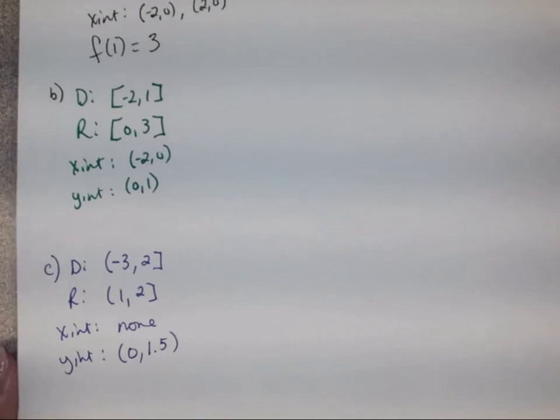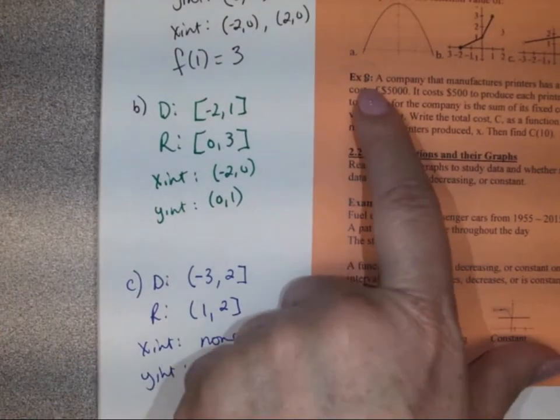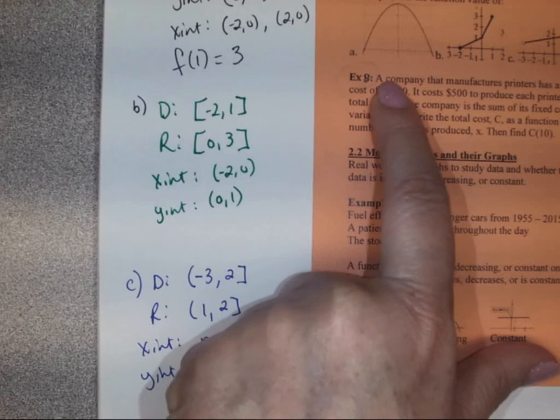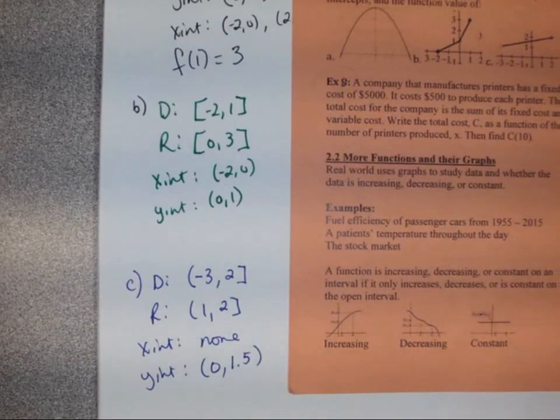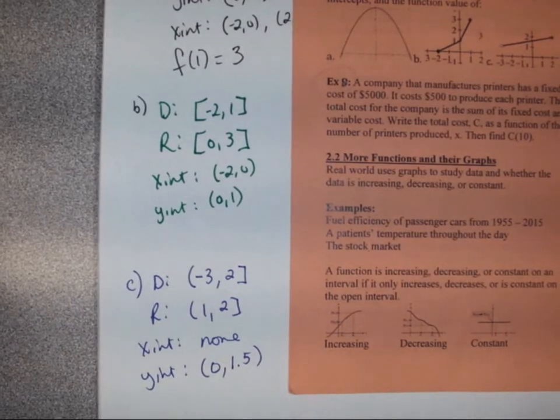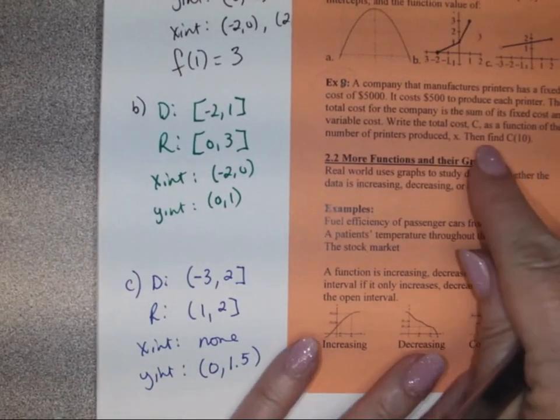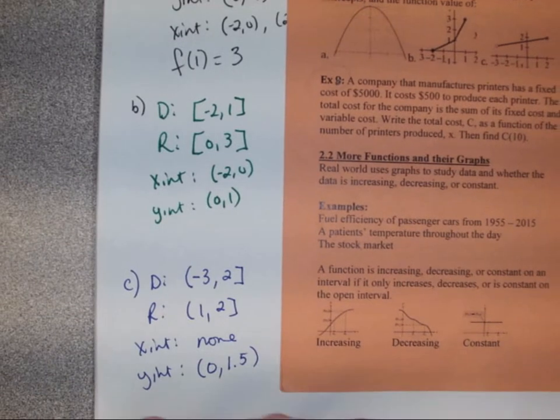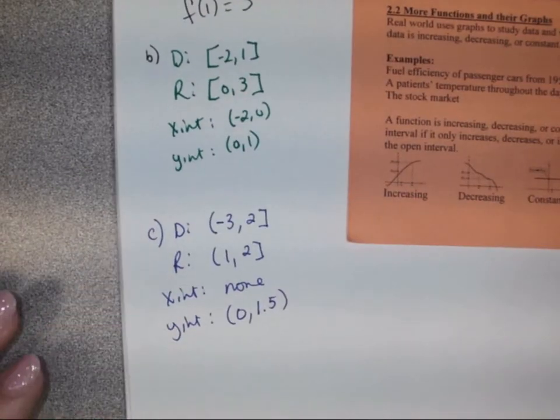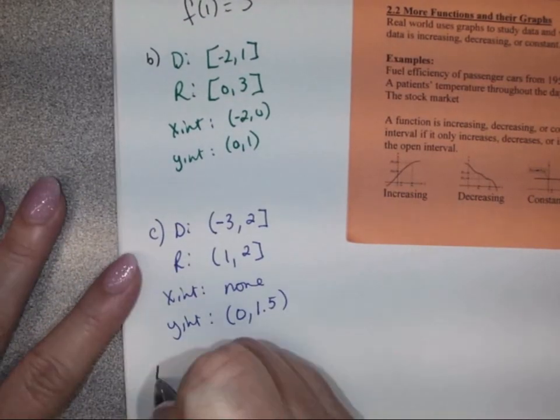All right, we have one more example for this section. Example 8. A company that manufactures printers has fixed costs of $5,000. It costs $500 to produce each printer. The total cost for the company is the sum of its fixed cost and variable cost. Write the total cost, C, as a function of the number of printers produced, x. Then find C at 10. So we need to write a function.